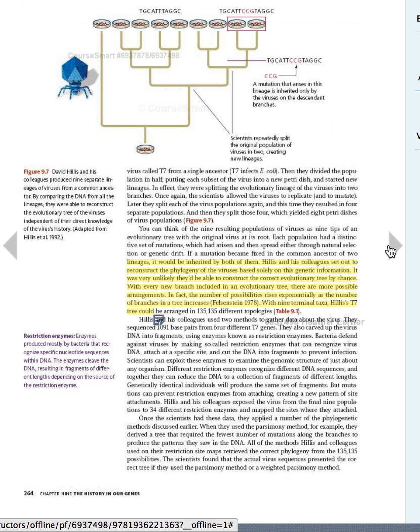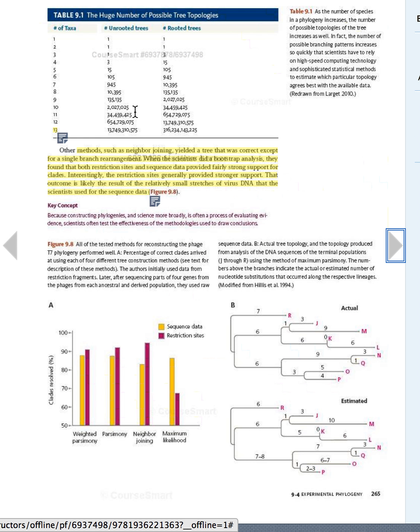So I want you to be able to answer, what's the take-home point of Hillis's experiment? What did he find? And one of the things they're going to talk about here in this section, and they're going to show in a figure here, is the rapidly increasing complexity in terms of number of possible trees for what turns out to be actually quite a small number of taxa. So here, unrooted trees. That's a lot.